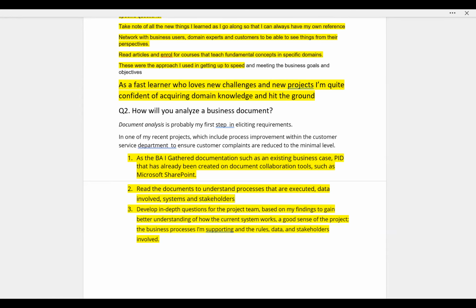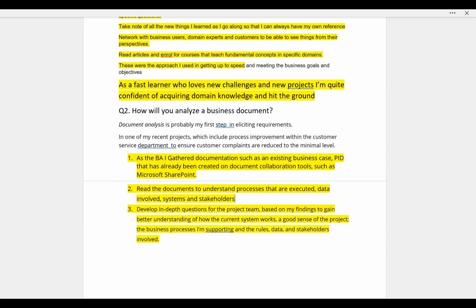Okay, almost everything you have mentioned. So let me give you my answer for this. Again, the best thing about you is that in your answers you are always referring to your previous projects. Okay, so this is the best way to answer. So here also you'll say that, okay, I'll tell you how I analyzed a document in my last project.